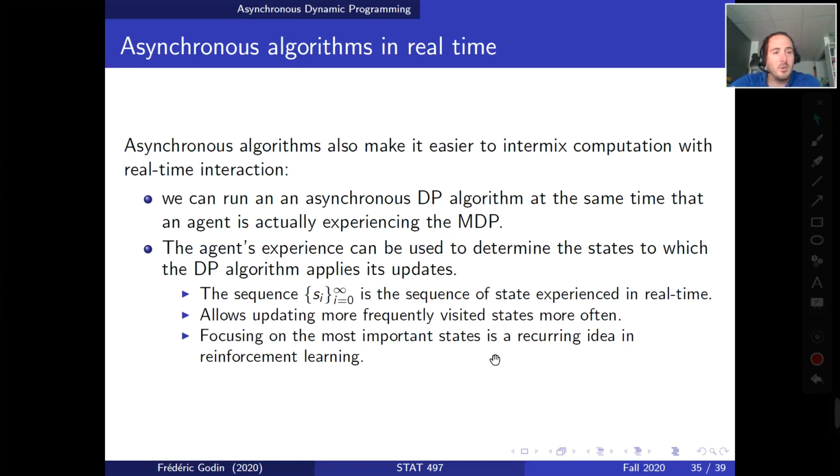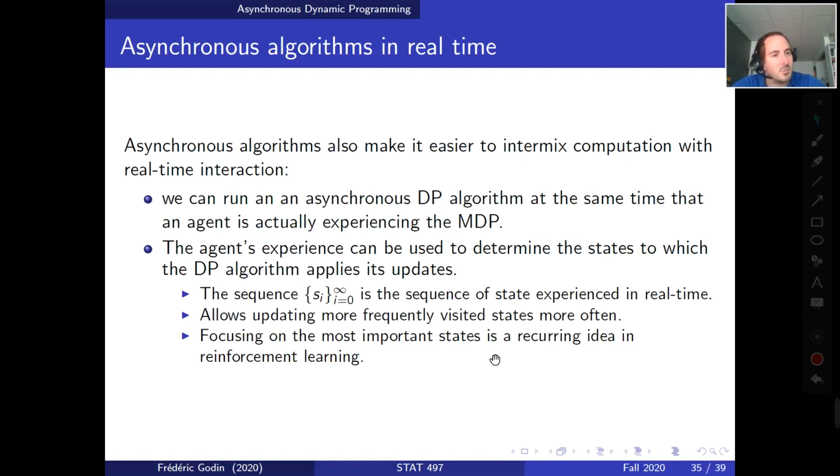Again, why would you want to do that? What's the benefit of that? As we mentioned, when you interact with the environment and update the states that are encountered, this will force you to update more often the states that are encountered more often and which are more important. So this is what we mentioned earlier.